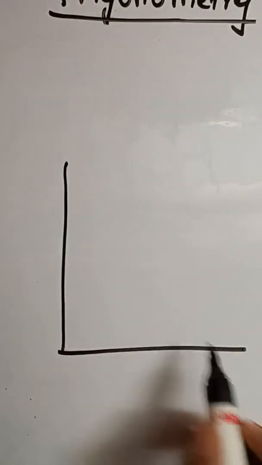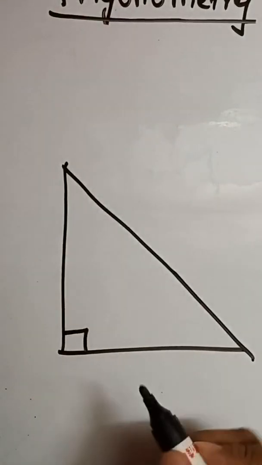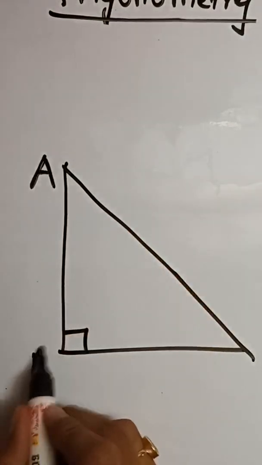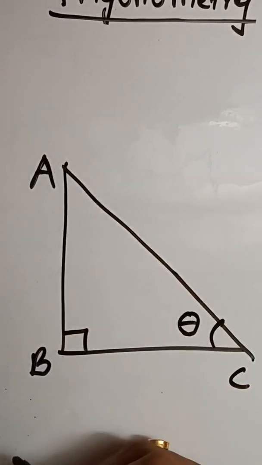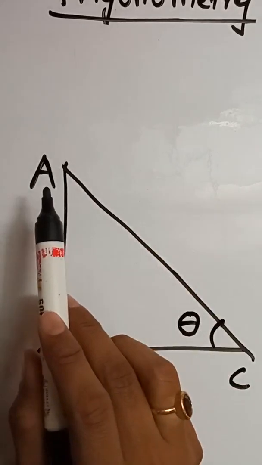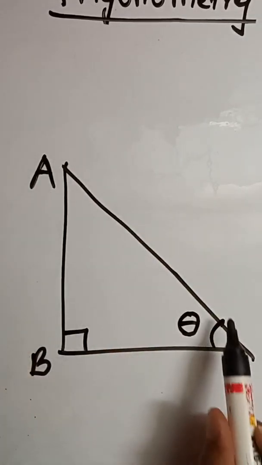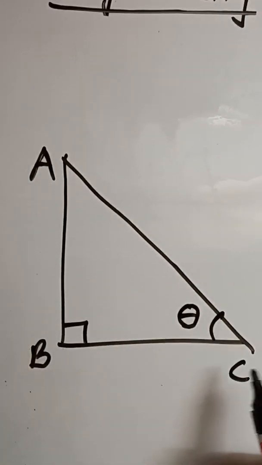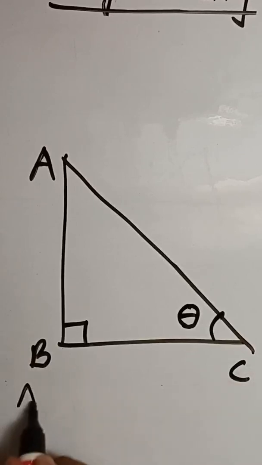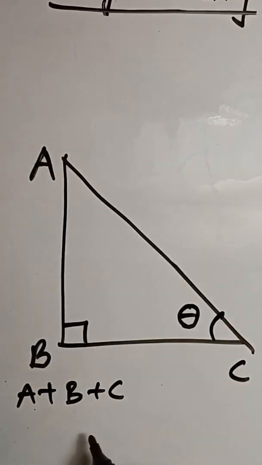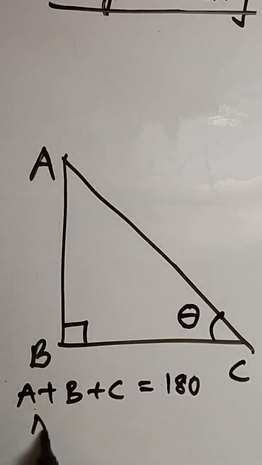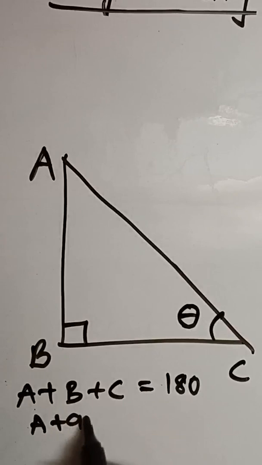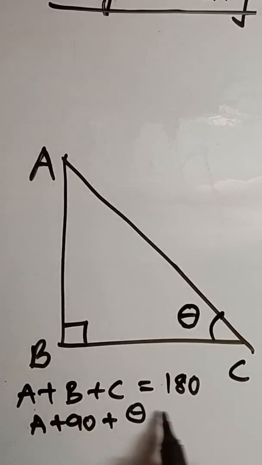Now one more important thing here. Let's say this is a triangle ABC where angle C is theta. Angle A we don't know, angle B is 90, angle C we have taken as theta. Now we know that in a triangle, when I add all the angles, the total is 180. Okay, so A I don't know, B is 90 degrees and C is theta.